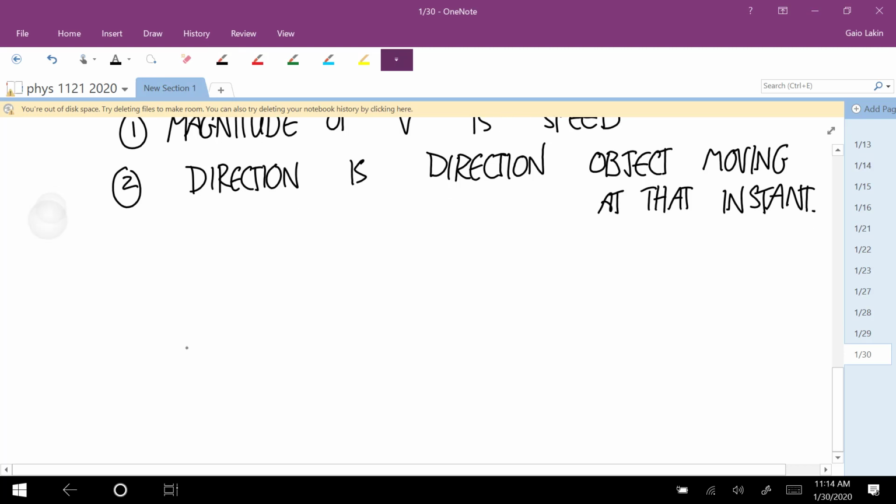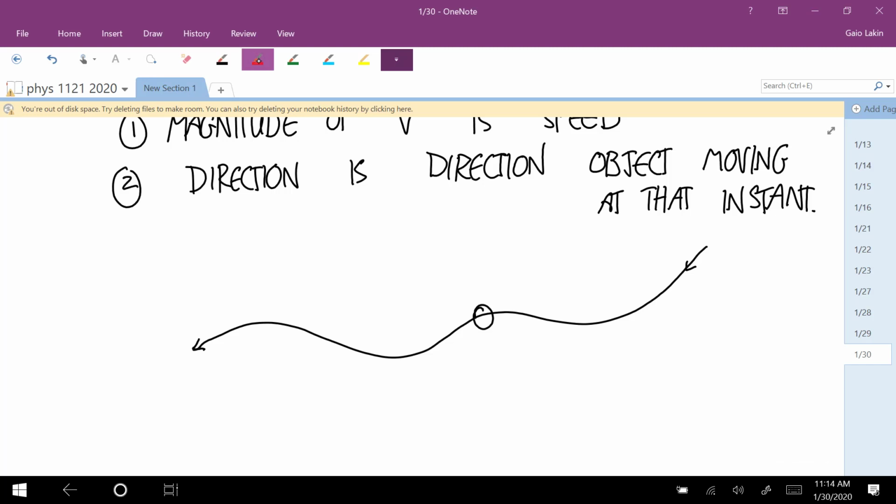So if you have an object moving along, so let's say this is the path that an object is following, and let's say it's going this way. Okay. And let's say this is the object at the time we're interested in. The velocity vector is always tangent to the path.